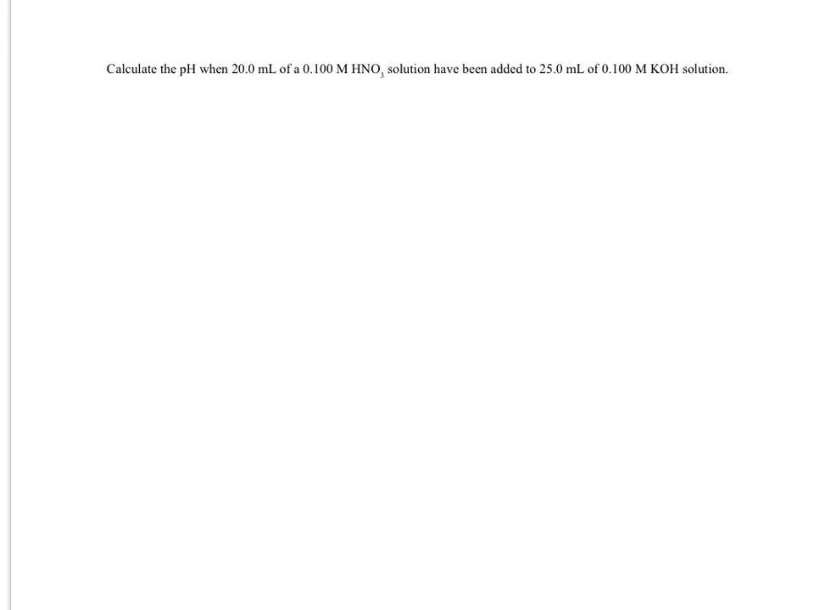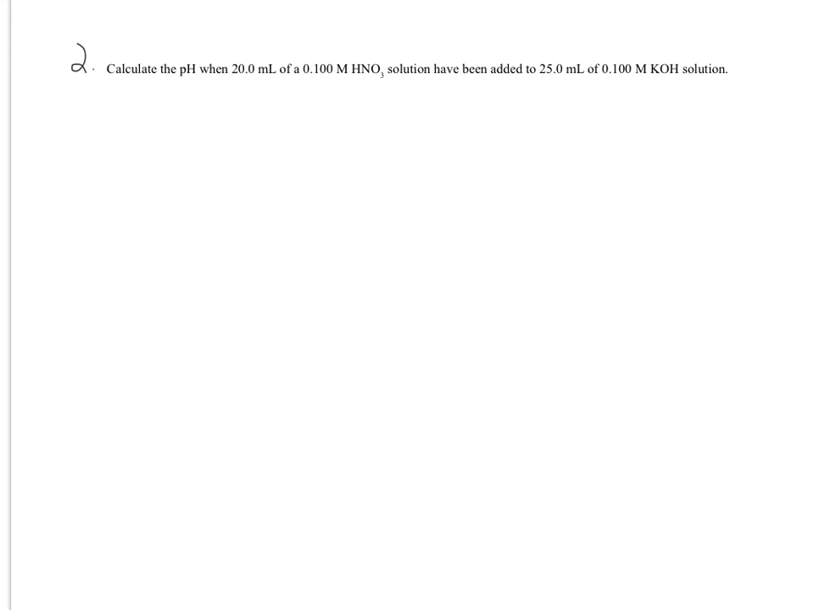Okay, we'll be looking at the problem in the first buffer section in your work packet. I recreated the problem. This is problem number 2. We're going to calculate the pH when 20 milliliters of a 0.1 molar nitric acid solution have been added to 25 milliliters of a 0.1 molar potassium hydroxide solution.